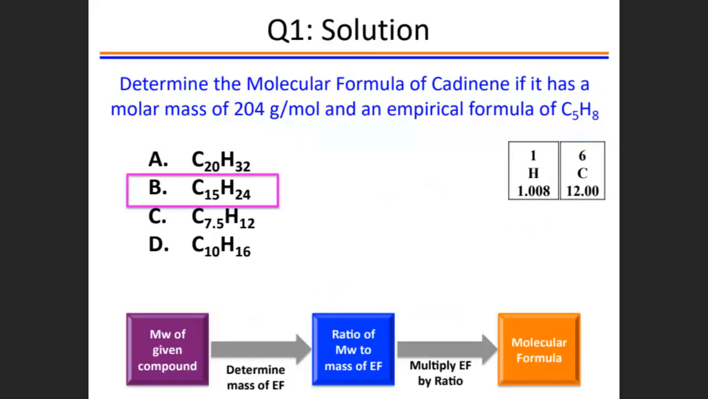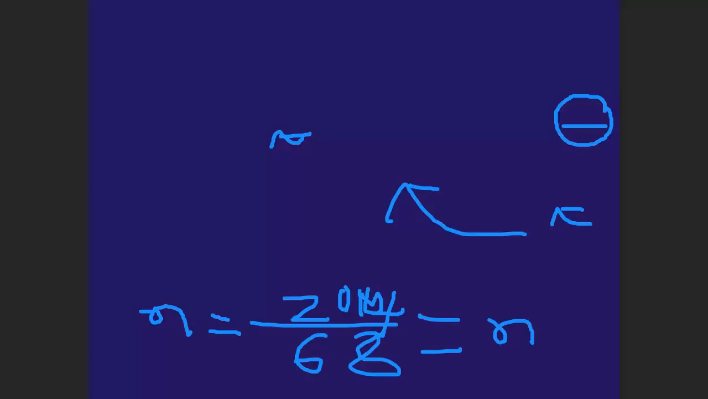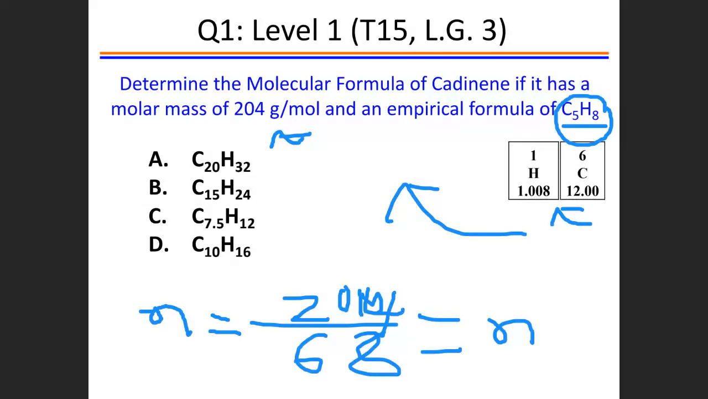So if you do here, okay, let's do it. They don't have exactly the same. So see, can anybody calculate 204 divided by 68?